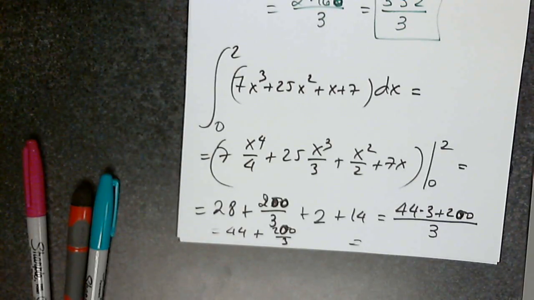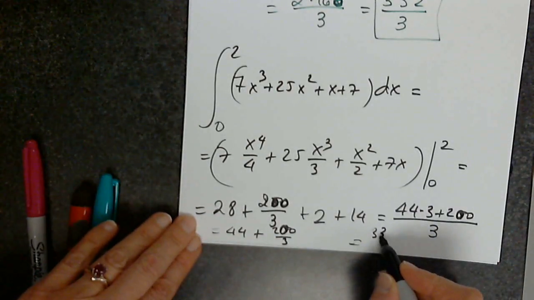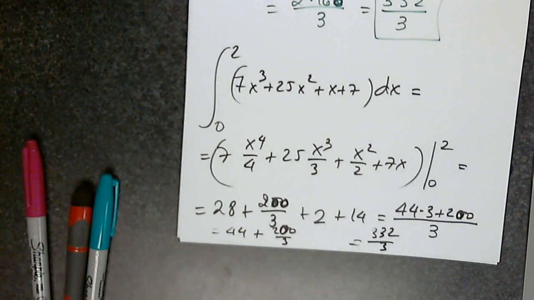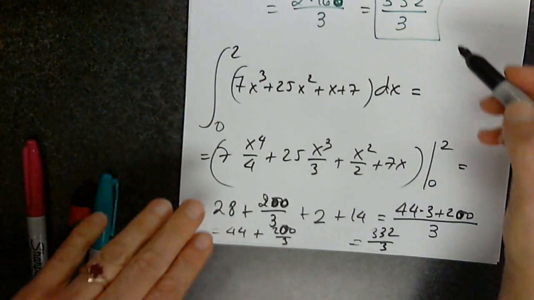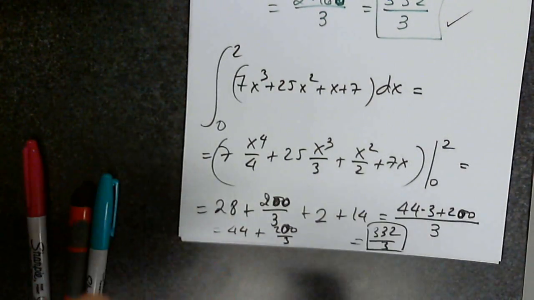So 44 times 3 plus 200. Yes, indeed, 332 over 3. The area must be the same, no matter which method we use. So the answer has to be the same, and this is the correct answer, and this is the check.